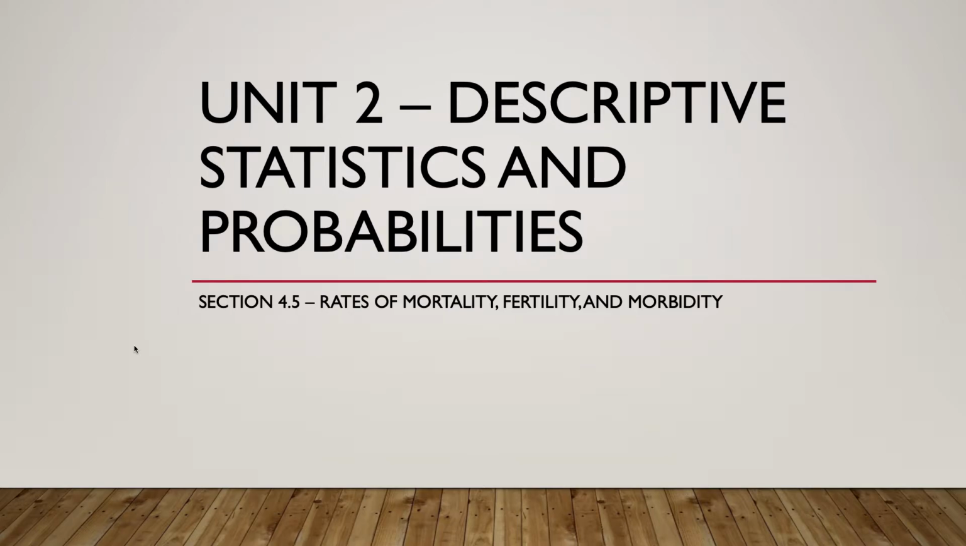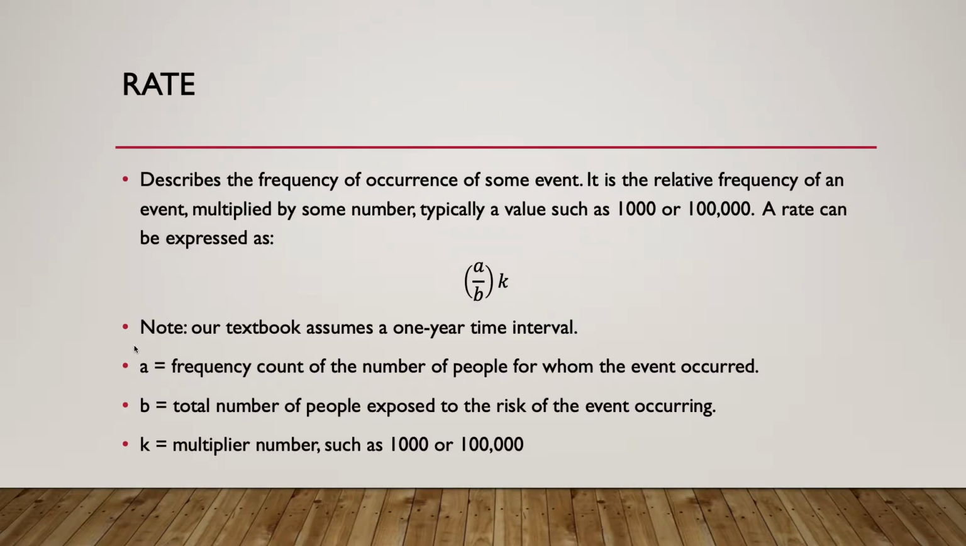4.5 is on rates of mortality, fertility, and morbidity. The rate describes the frequency of occurrence of some event. It is the relative frequency of an event multiplied by some number, typically a value such as 1,000 or 100,000. A rate could be expressed in the form of A divided by B times K. And our textbook will assume a 1-year time interval as well.